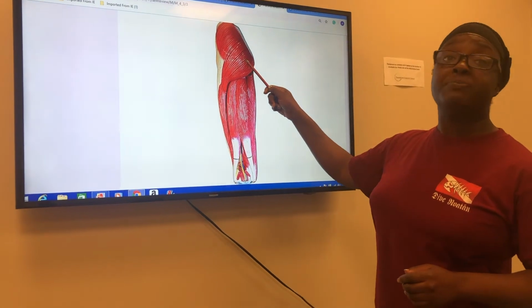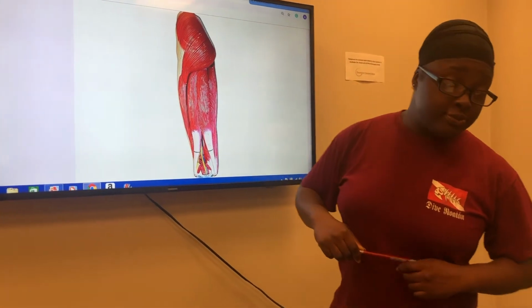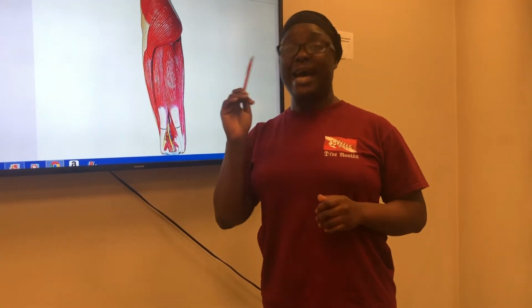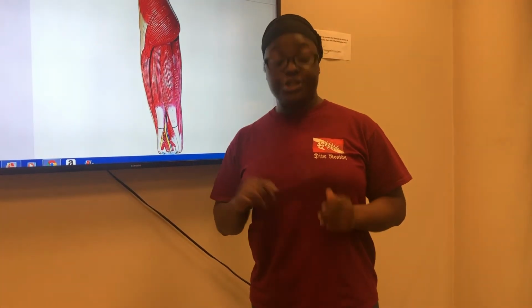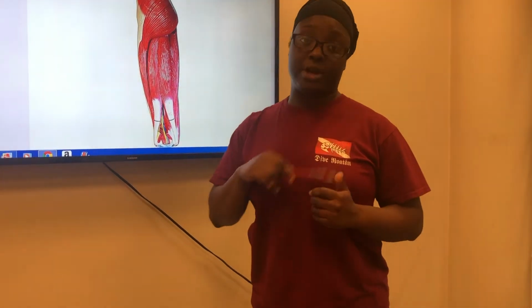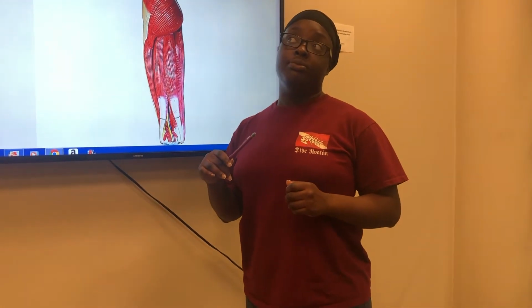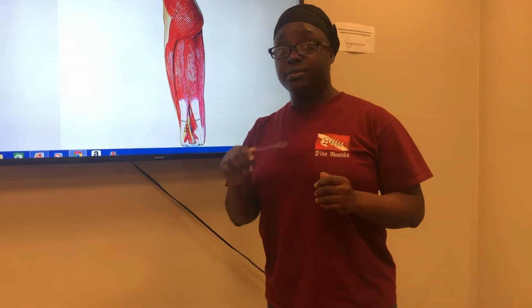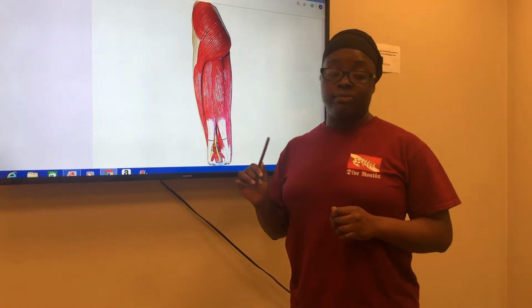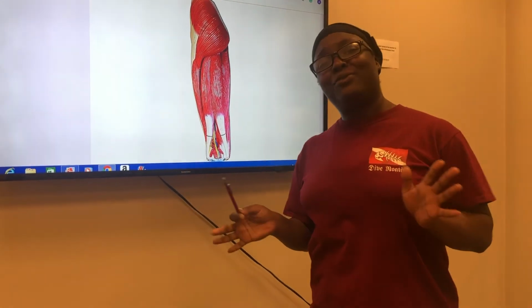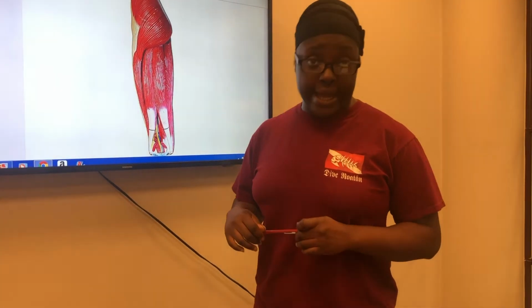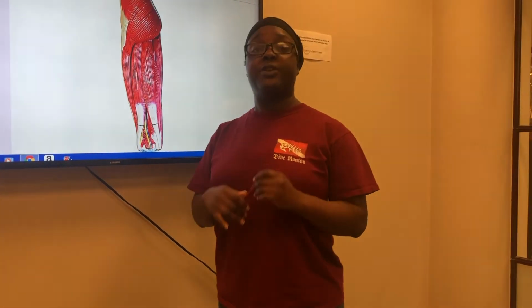Here we have the gluteus maximus. The origin is in the dorsal ilium, the sacrum, and the coccyx. The insertion is the gluteal tuberosity. The nerve is the inferior gluteal nerve, and the action is inactive while you stand, but it laterally rotates and abducts the thigh. And it is the majority of the extension of the thigh.